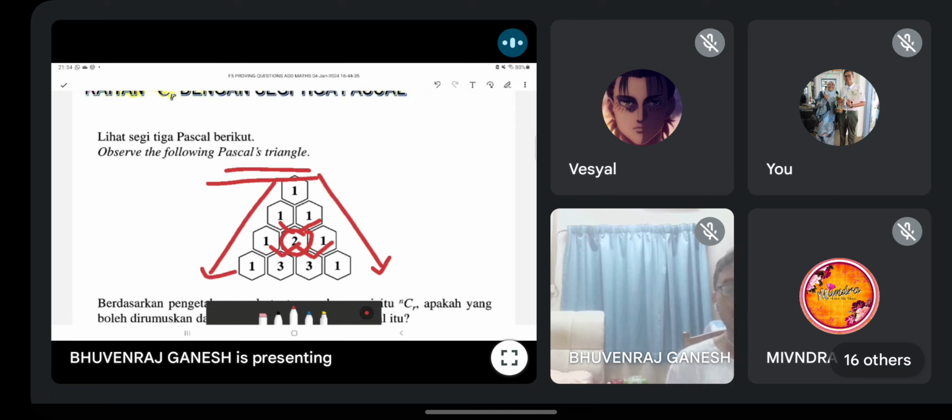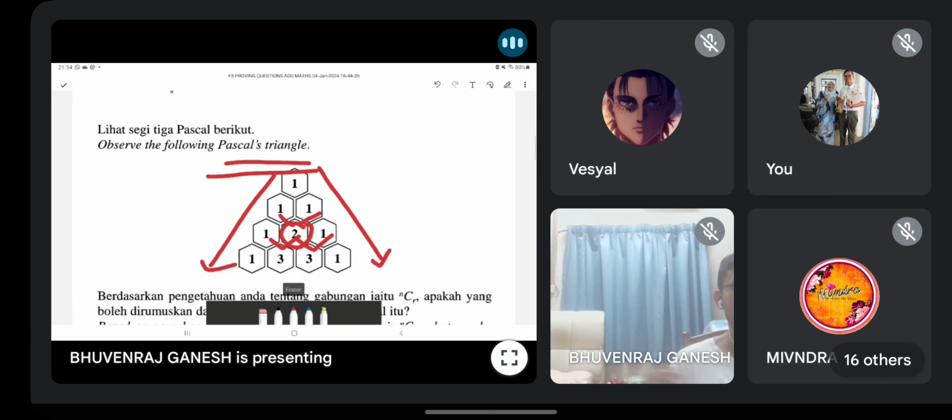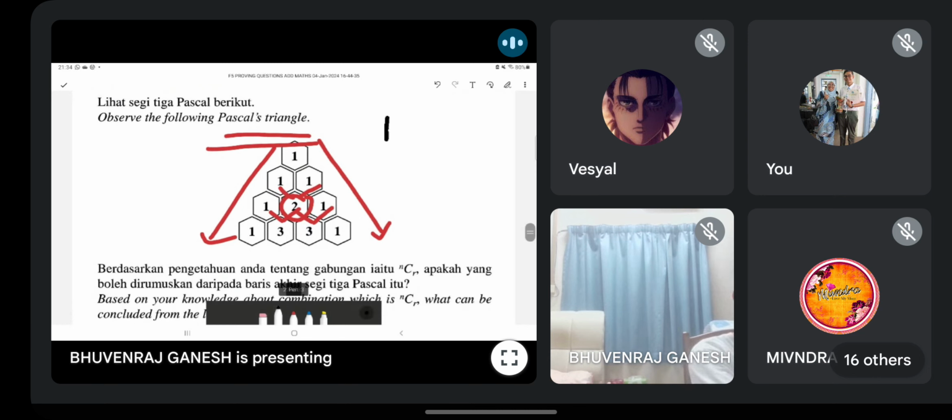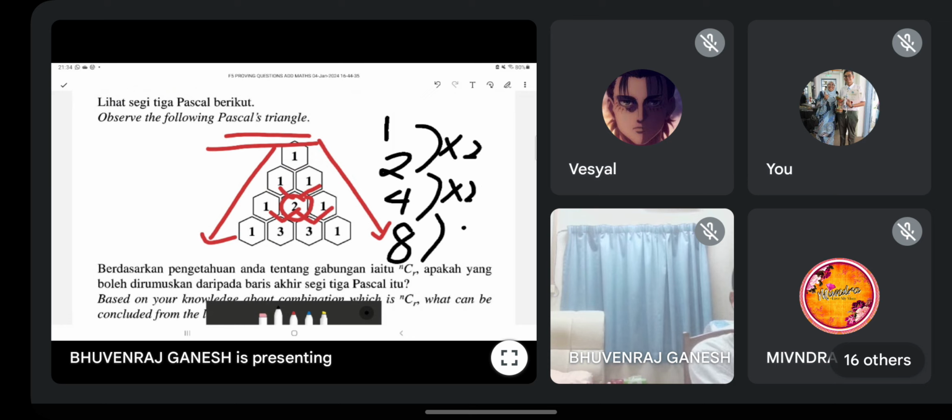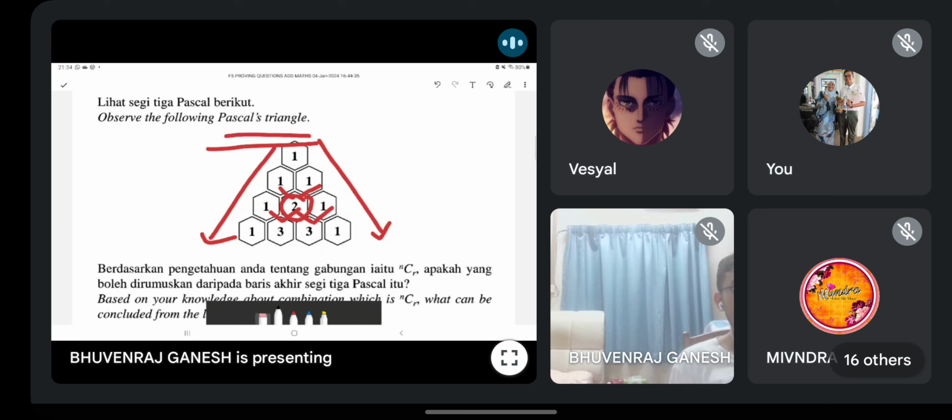Okay, this is the pattern of Pascal triangle. So this is to show a pattern actually. You can see that 1, 2, 4, 8: times 2, times 2, times 2. Okay, pola dia, darab 2, darab 2, darab 2. I'm plussing all the numbers, 1, 2, 4, 8. Okay, then you get this pattern.